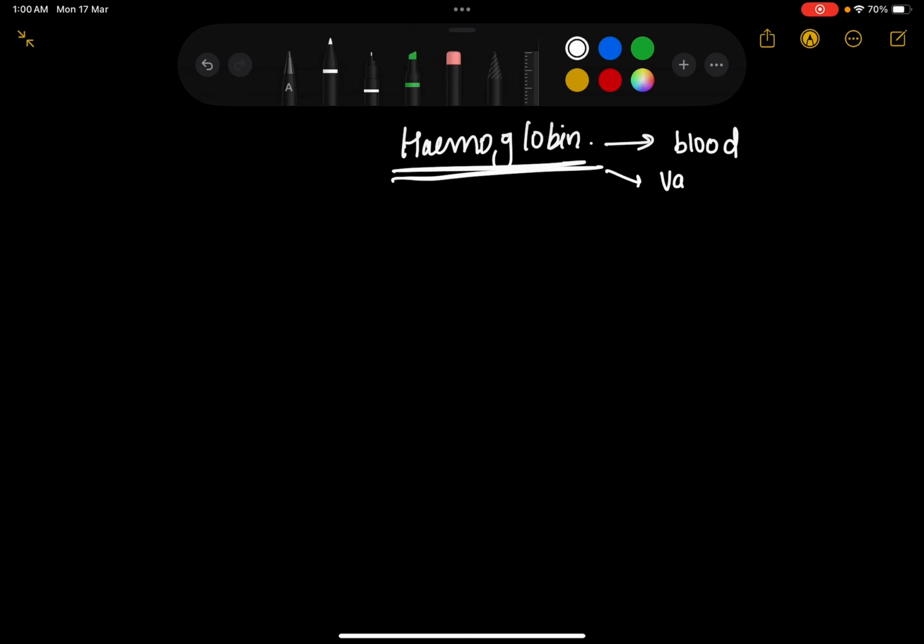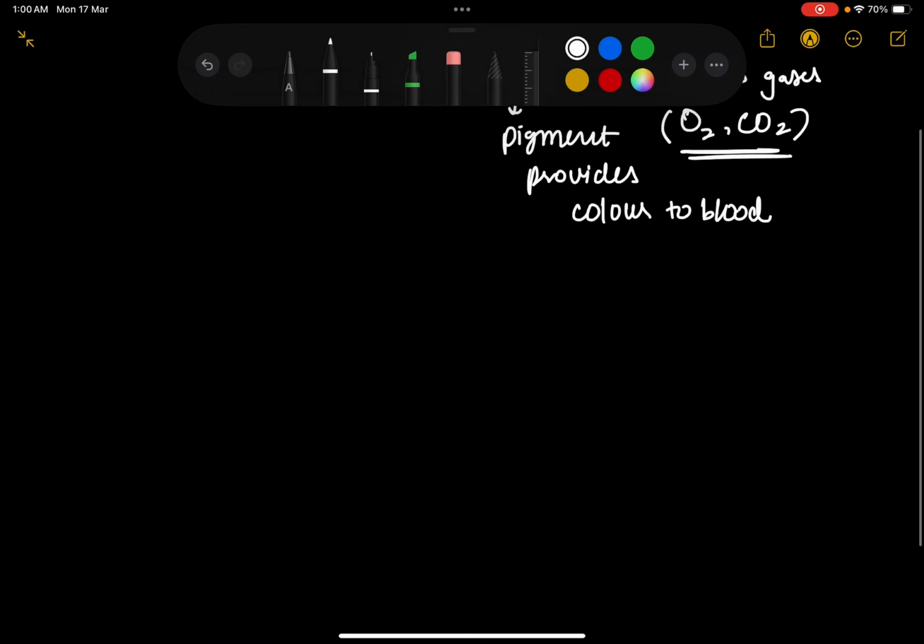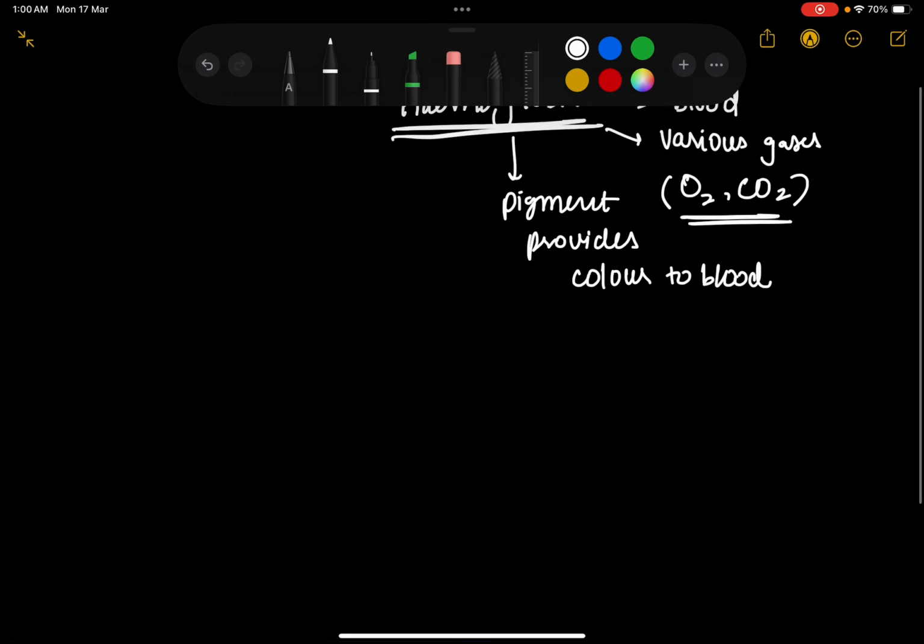It carries various gases like oxygen and CO2 from one place to another, and it is the pigment which provides color to blood. So with this basic information, let's proceed to the synthesis of hemoglobin.